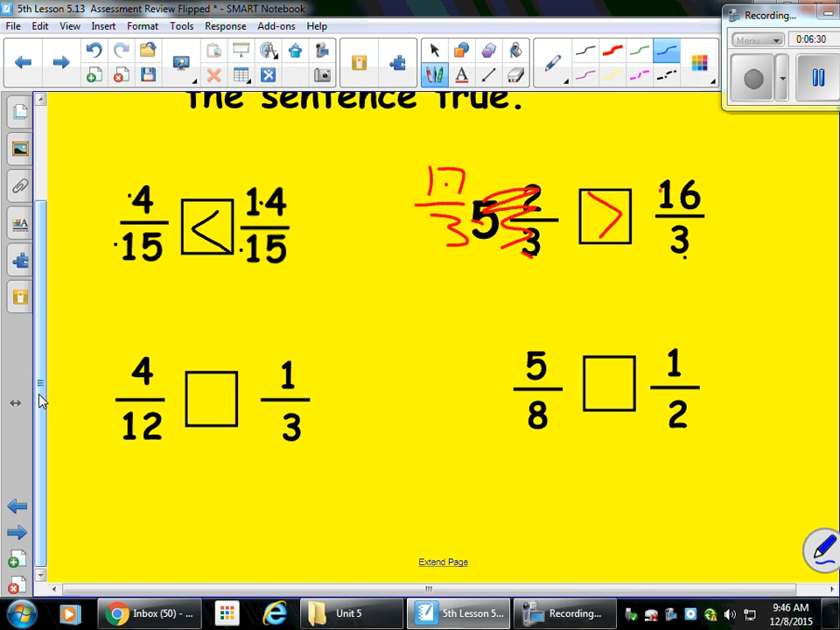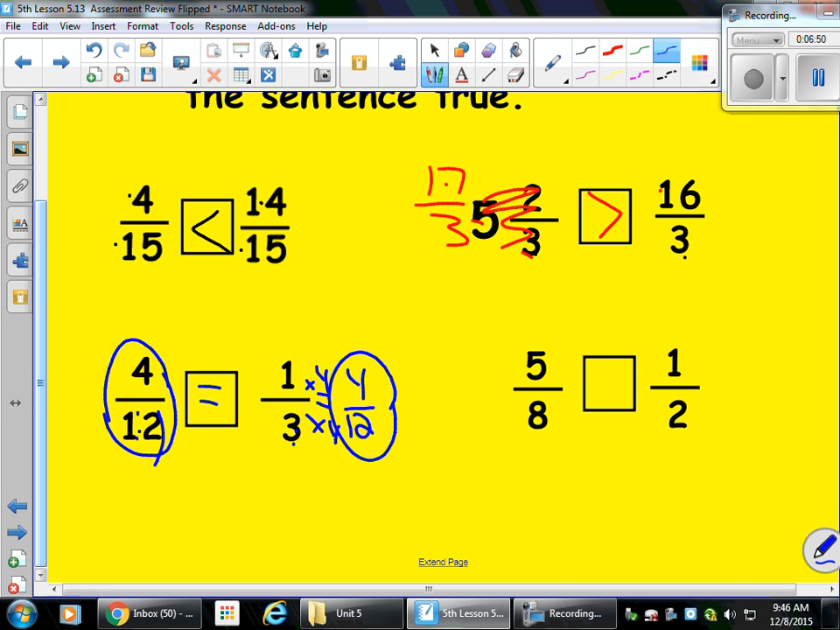4/12 and 1/3, 12 and 3. I have got to find a common denominator. Can 12 and 3 both go into 12? They sure can. So I'm just going to change this fraction because this one would stay the same. Times 4 gives me 4/12. 4/12, 4/12. They equal each other.